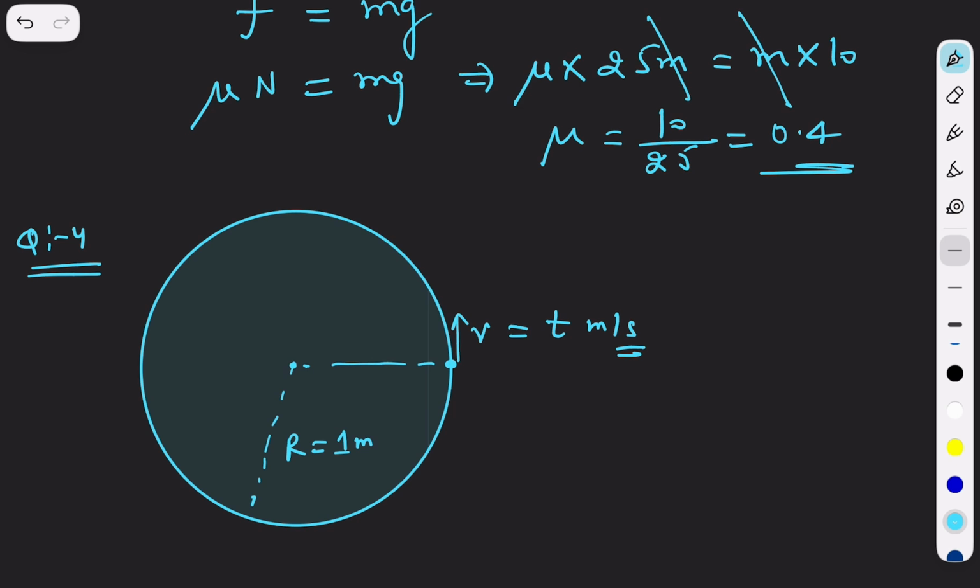Mass of the car is root 2 kg. So m is given to you, root 2 kg, and after that it is saying that g is equal to 10 meter per second square. Find the friction force acting on the cart at t equal to 1 second. Find the magnitude of friction force acting on the cart at t equal to 2 second.